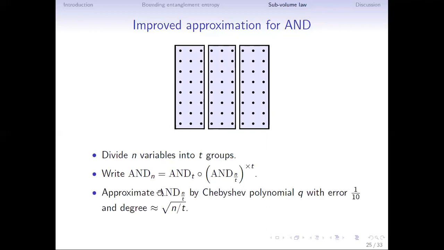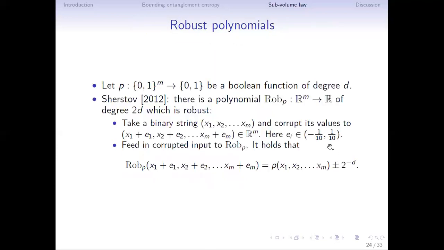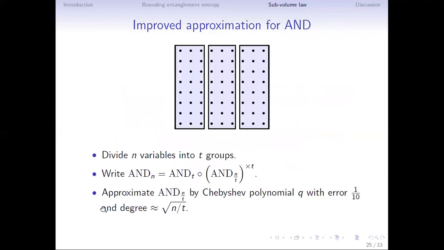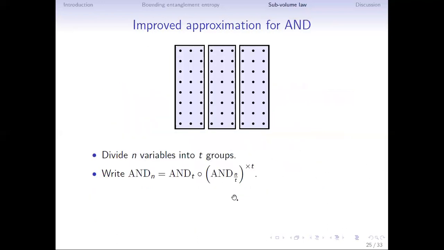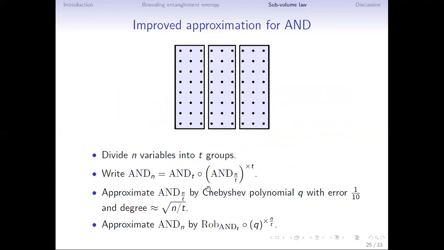The construction is as follows. We'll approximate the AND of n over t by a Chebyshev polynomial q with error 1 over 10, which is what was allowed by the Sherstov construction. And the degree will be approximately root of n over t, which is what the Chebyshev polynomial achieves for constant error. Next, I will take this polynomial q, which approximates AND, and I'll feed this into the robust version of AND on t variables. Using this error guarantee, I'll get an error guarantee here too. And if I just compute the degree versus error trade-off, it's seen that the behavior of the KLS polynomial is precisely recovered.